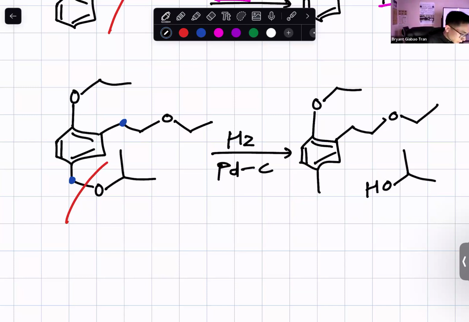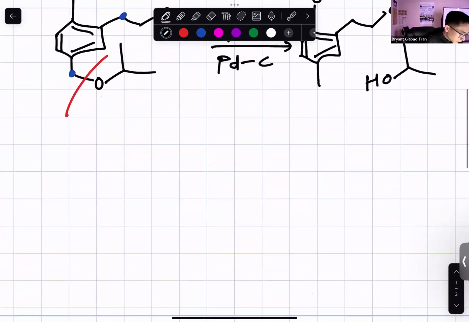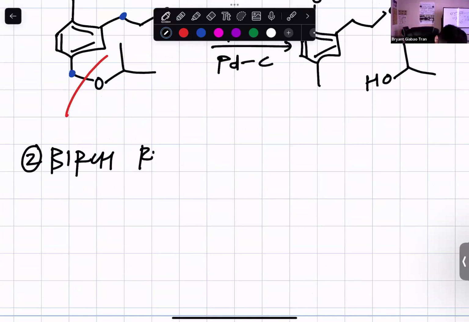Now the other reduction reaction that he showed you is the Birch reduction. I wouldn't worry about the mechanism of this. I'll just show you the reaction and what to think about when you predict the product.